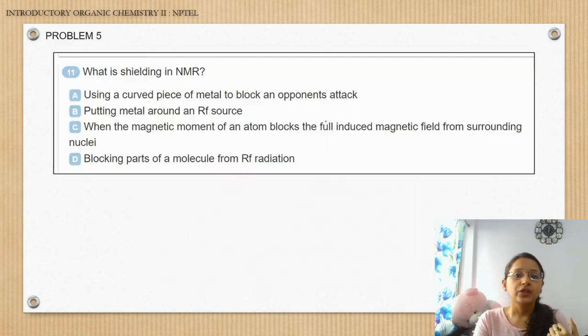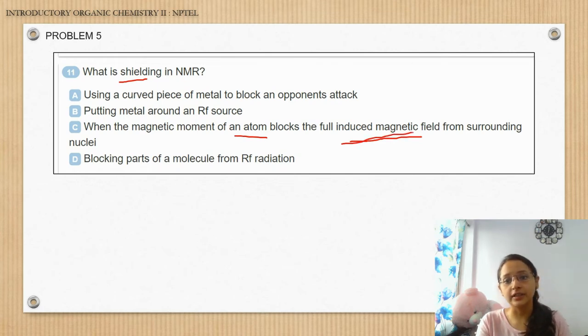Now coming to the question, what is shielding in NMR? As we have seen, when the magnetic moment of an atom blocks the full induced magnetic field from the surrounding nuclei, then shielding comes into play. And vice versa, if the magnetic moment of an atom is less than the induced magnetic field generated around the nuclei, then a de-shielding case is observed in the NMR. So option C will be the right one.